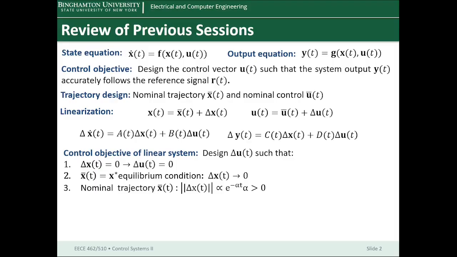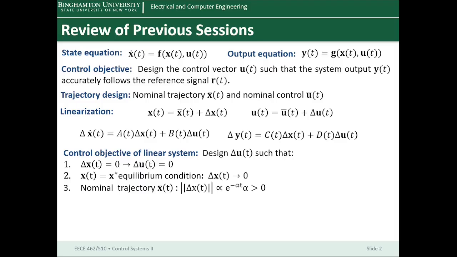From the nonlinear dynamical system theory, we know that for the perturbation system, the linear part must converge to 0 exponentially. If the norm of delta x of t decays exponentially, then the system is asymptotically stable. I mean the nonlinear nominal trajectory. For this condition to hold, our control input must satisfy a key constraint. When delta x of t is equal to 0, delta u of t should be 0.